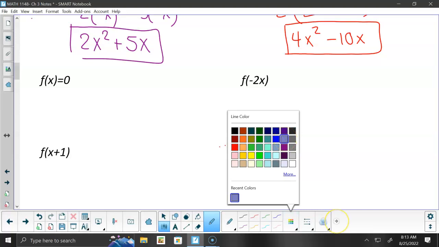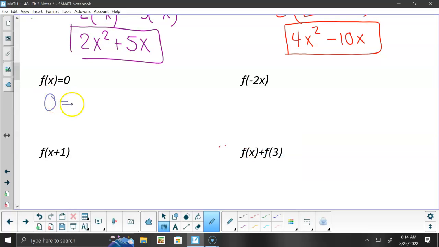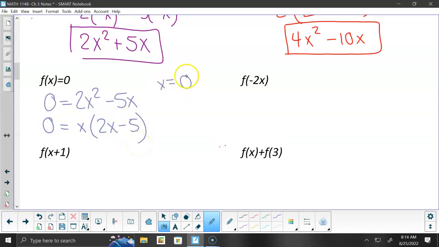So what are we thinking for this upper left one? Yes, that f of x equals 0. So I've got 0 equals. So now I'm actually solving for the x values here. Now, don't move the 5x over to divide by x. Factor instead. So 0 equals x times 2x minus 5. So x is going to equal 0, and x is going to equal 5 over 2.